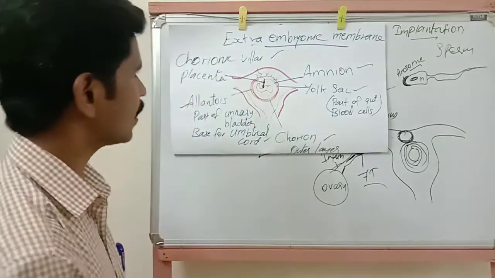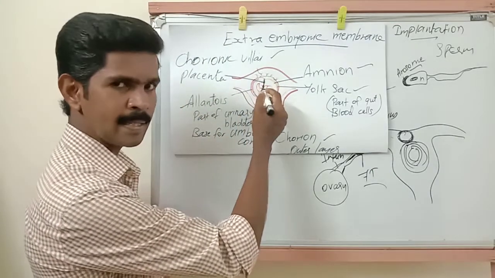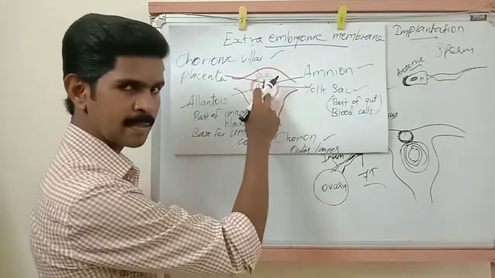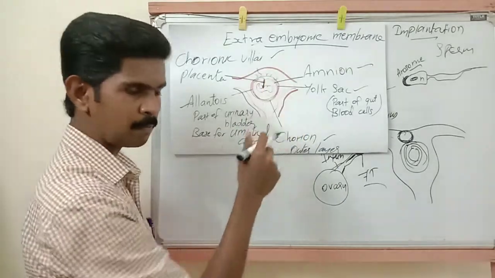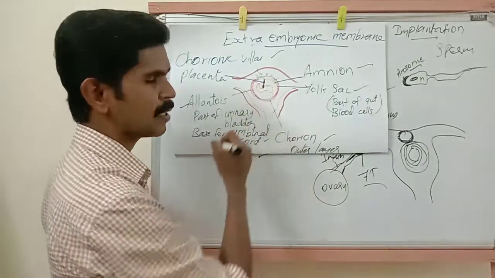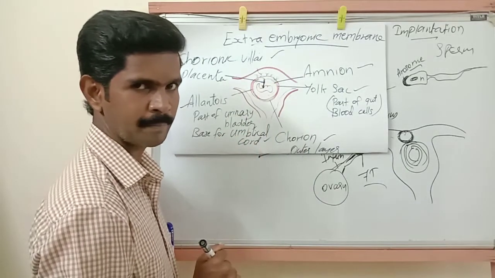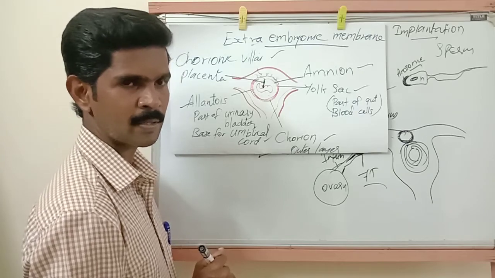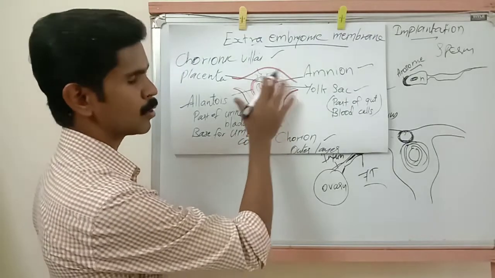Understand? So chorionic villi is a small finger-like projection. It consists of the blood of the fetus. And near this chorionic villi, one tube-like structure, the sinus, is also there. This sinus is filled with mother's blood. Understand, my dear students? So now we have completed one important 2-mark question.